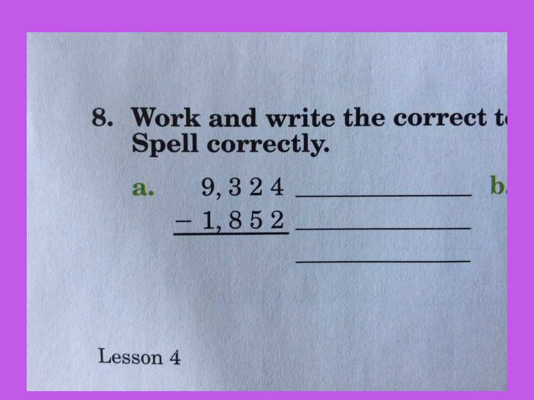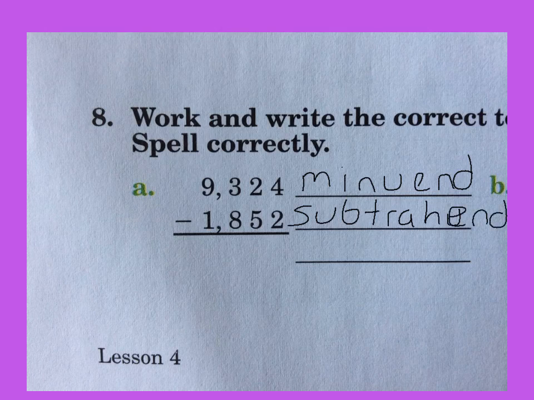I'm going to help you with 8 at the bottom, but I'm not going to do the work for you here. I am going to help you know what to write in the blanks. The top blank is our minuend. It's the top number in our subtraction problem. The middle line would be the subtrahend. And the bottom number will be the difference. So minuend, subtrahend, and difference.